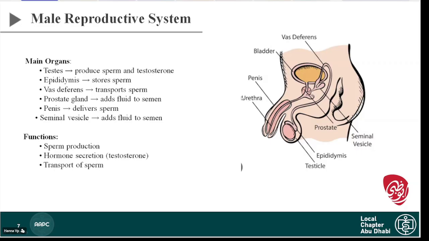So the urethra, can you see the urethra here? This is also connected with the penis. So guys, the penis helps for both urination and ejaculation in men: the releasing of semen and the releasing of urine through the urethra, which is connected with the penis. The main functions of the male reproductive system are sperm production, hormone secretion, testosterone, and transporting the sperm to the female reproductive area. So this is the male reproductive system.